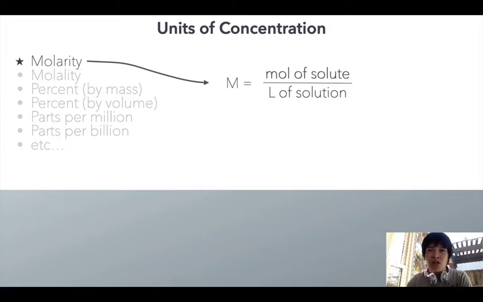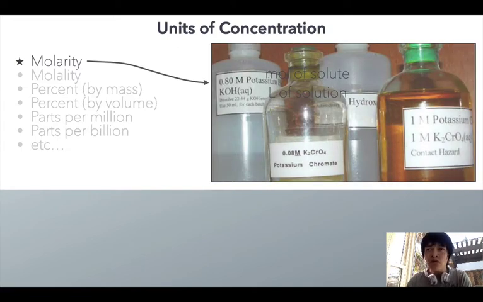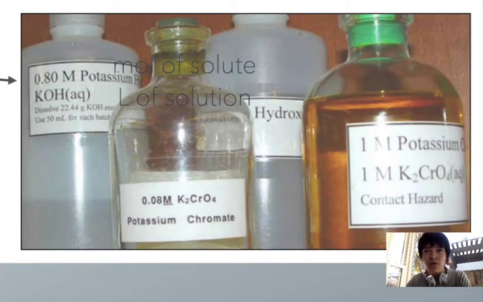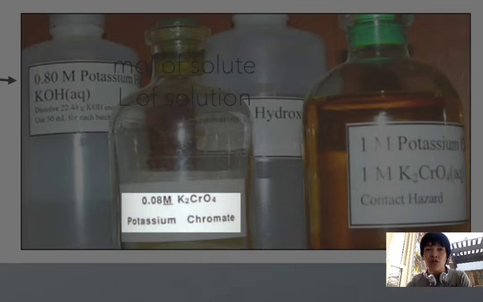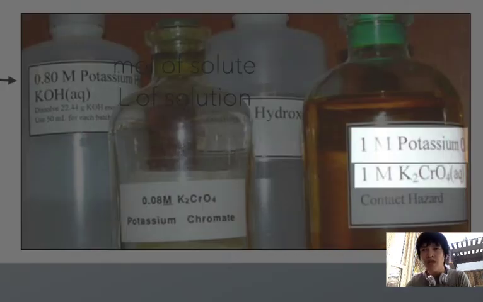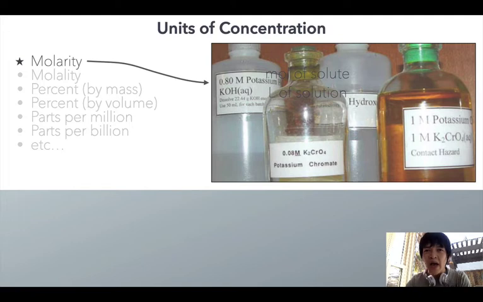You might have seen this in the lab setting. It is important to have almost all solutions labeled with their concentrations. In this photo, you can see the M symbol on each of these bottles: 0.8 molar potassium hydroxide, 0.08 molar potassium chromate, 1 molar potassium chromate. So, even though M represents molarity, we actually say molar when we read it.